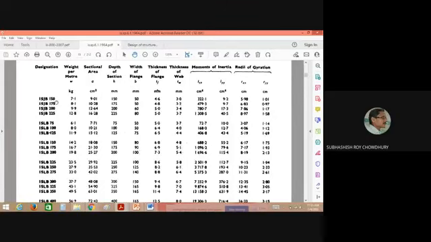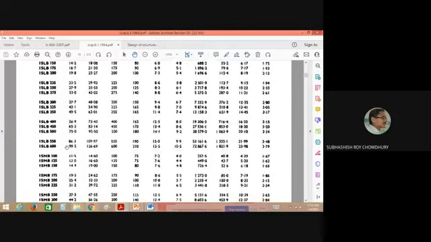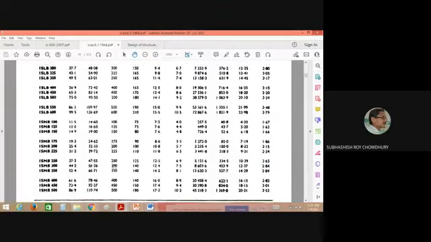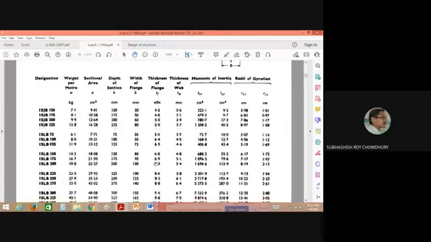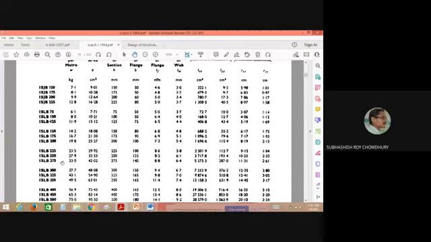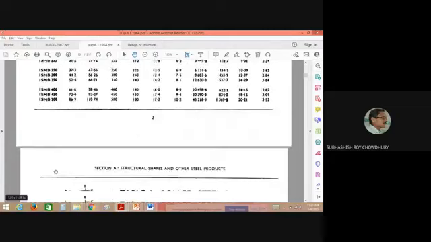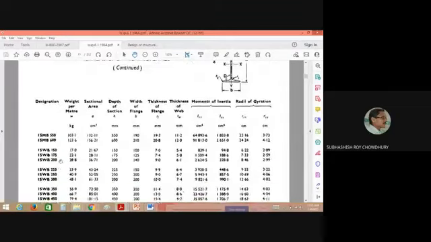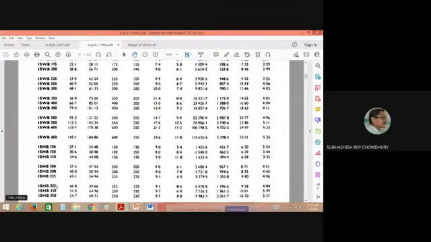So they are having the same depth. ISJB has 150 millimeter depth, ISLB 150 has also 150 millimeter depth, and ISMB 150 is also having 150 millimeter depth. But the other parameters will vary. That means the width of the flange, thickness of the flange, thickness of the web will vary, and accordingly the cross-sectional properties vary. Now what is the meaning of this ISJB, ISLB, ISMB, ISWB? You will see the ISWB sections and ISHB sections.